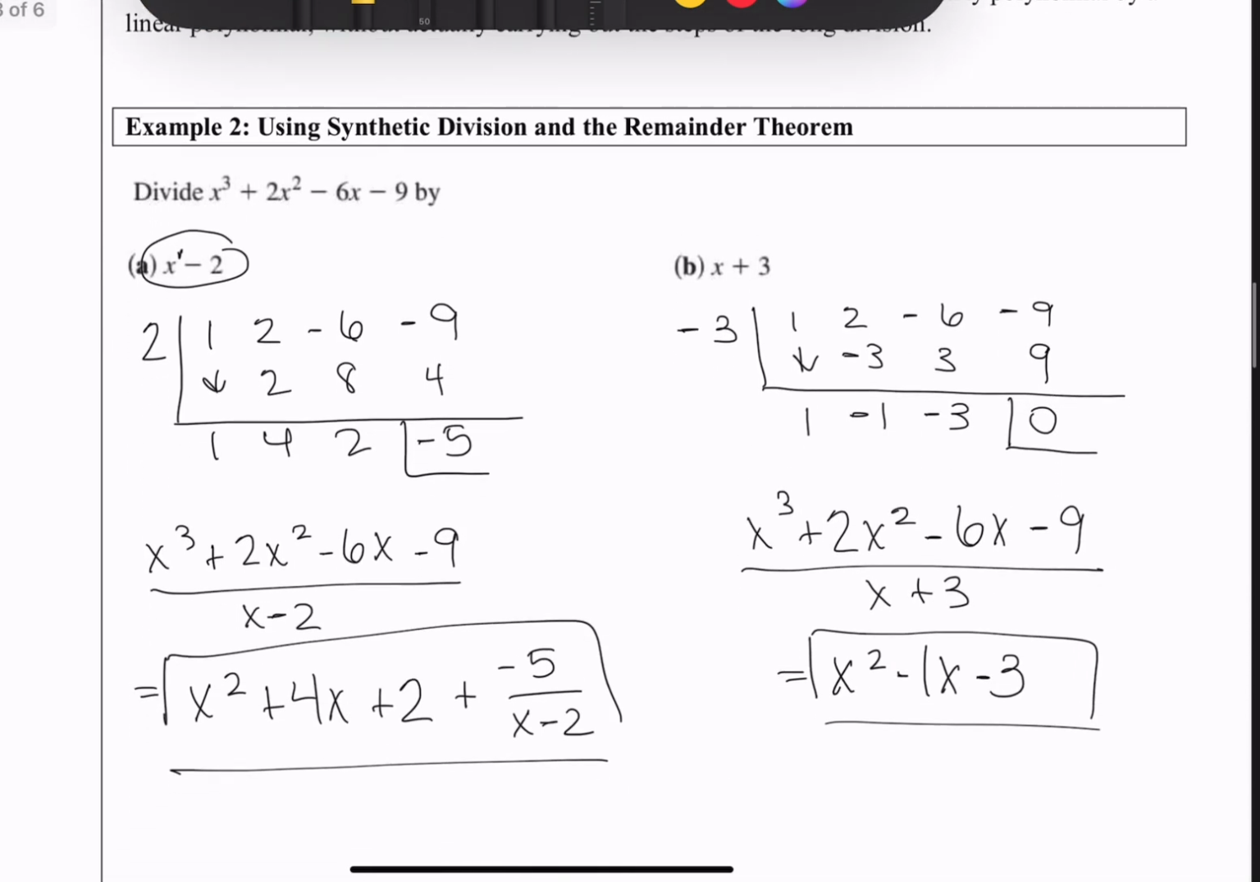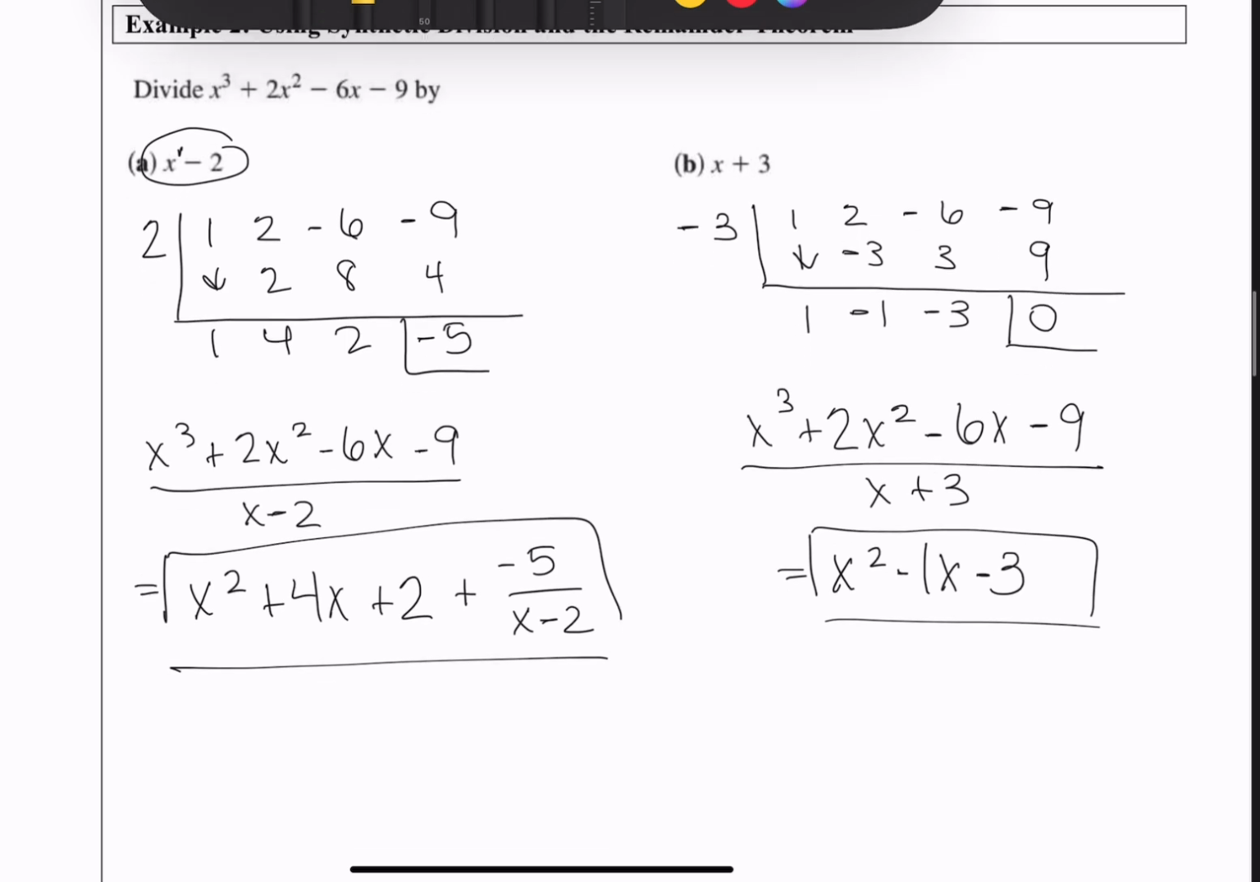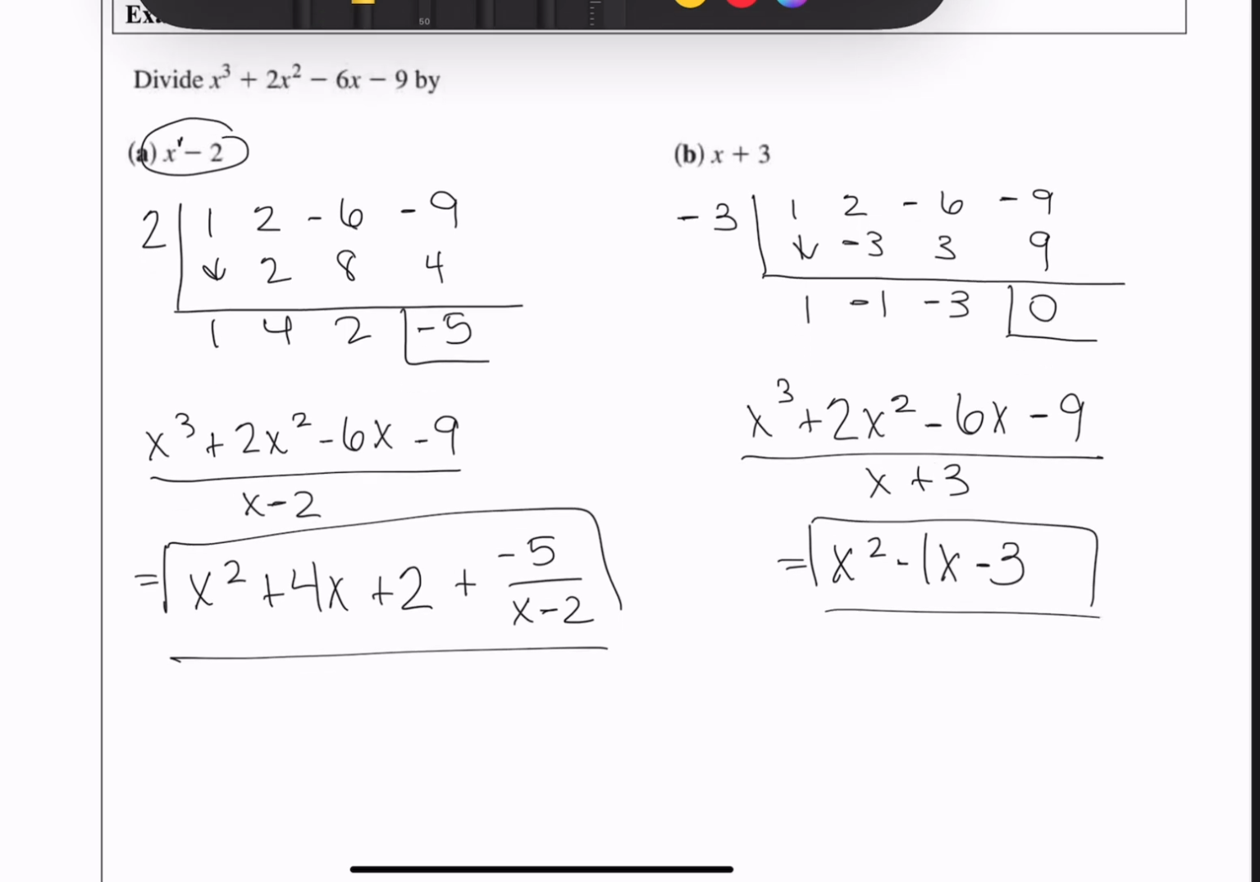So when we divided our cubic polynomial here in A by the linear factor x minus 2, we got a remainder of -5. We were able to then write it as a polynomial plus some remainder. In B, however, and this is where we're going to explore a little bit more, we divided by a linear factor x plus 3. So really what we were doing was substituting in x equals -3. We got a 0 as a remainder.